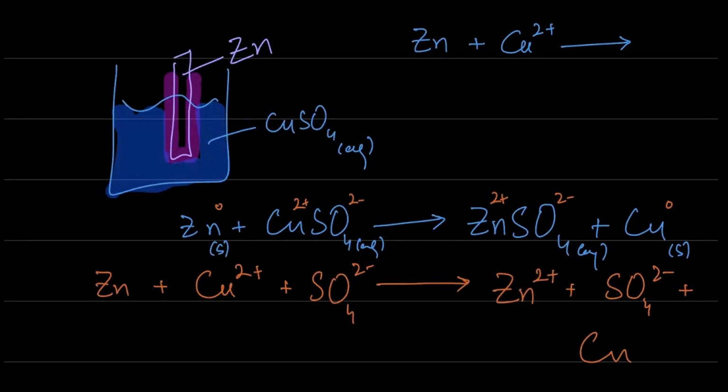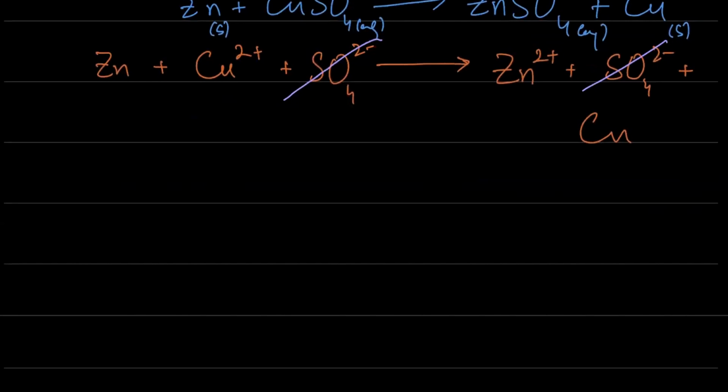What is common in both sides? This sulfate, so I cancel it out. And now I'm left with zinc plus copper ion makes zinc ion plus copper metal.